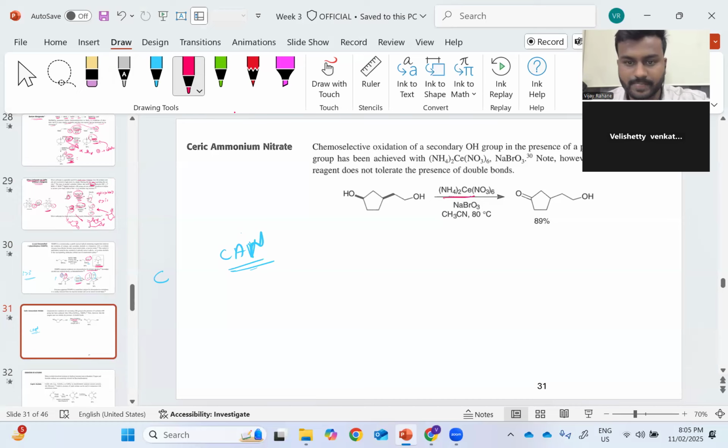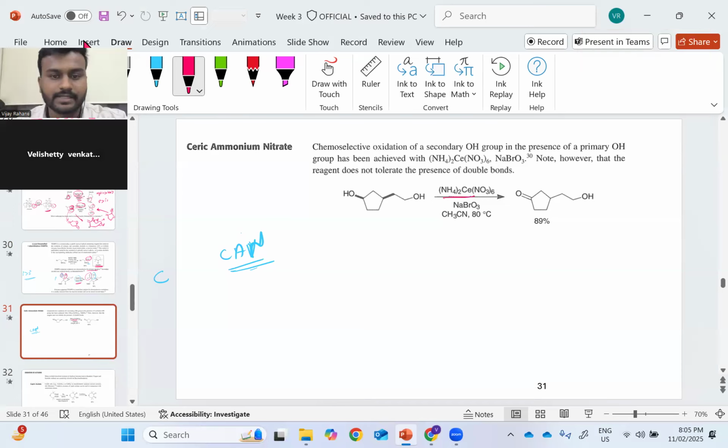So obviously, you need high temperature, but it selectively oxidizes the secondary alcohol over the primary. If you look at our previous reaction, the reaction of TEMPO, here is chemoselective oxidation of the secondary alcohol group in the presence of the primary alcohol. So this is the utility of this cerium ammonium nitrate.